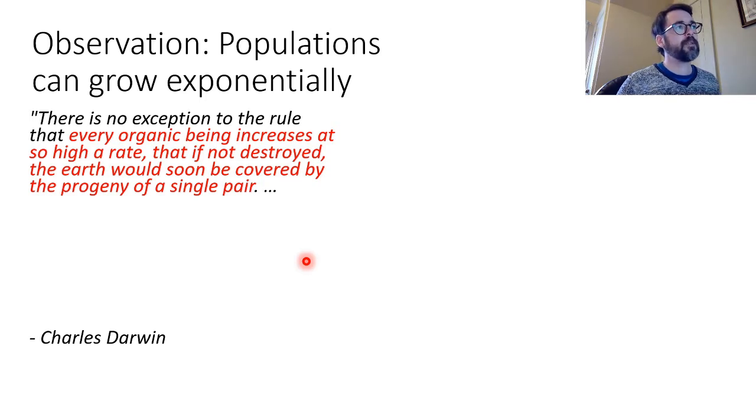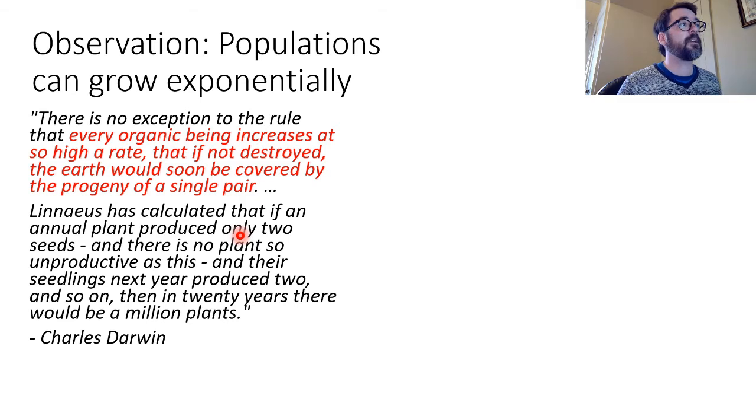So what I want to start with today is an observation that populations can grow exponentially. Right? So here's a quote from Darwin in The Origin of Species, and he says, "There is no exception to the rule that every organic being increases at so high a rate that if it wasn't destroyed by something, the Earth would soon be covered by the progeny of a single pair." I love this Victorian style of talking, but what he means by destroyed is, if they weren't killed by predators or die of starvation or something like that.